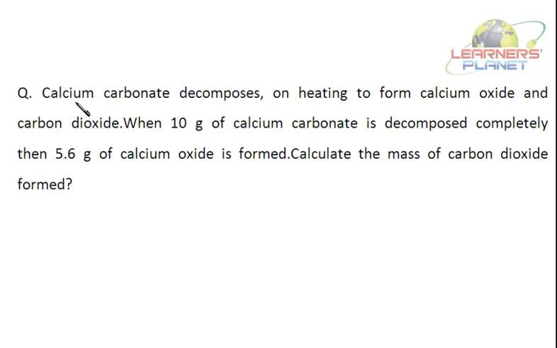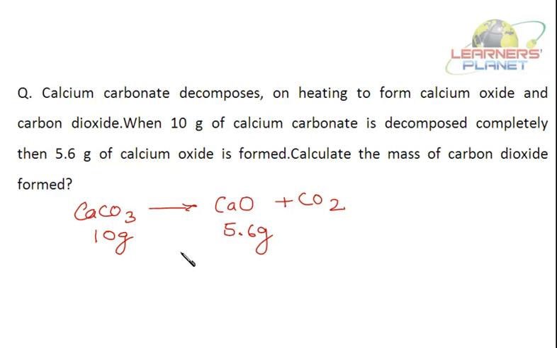Here is one more question. Calcium carbonate decomposes on heating to form calcium oxide and carbon dioxide. Just write calcium carbonate. If you don't know the formula, write it in word form. CaCO3 is decomposing to form CaO and carbon dioxide. When 10 gram of calcium carbonate is decomposed completely, then 5.6 gram of calcium oxide is formed. Calculate the mass of carbon dioxide.